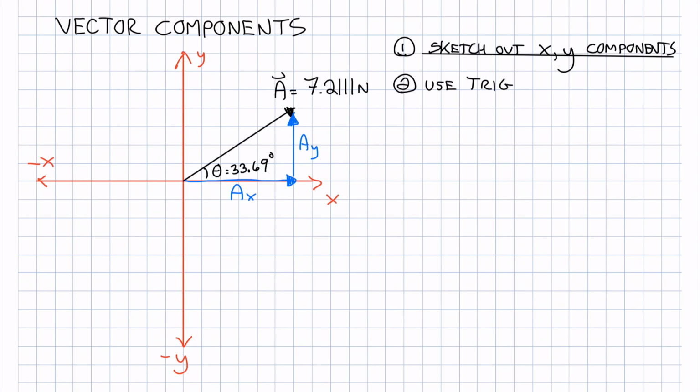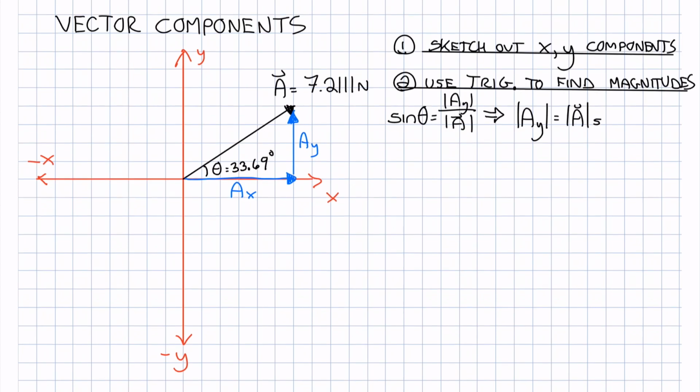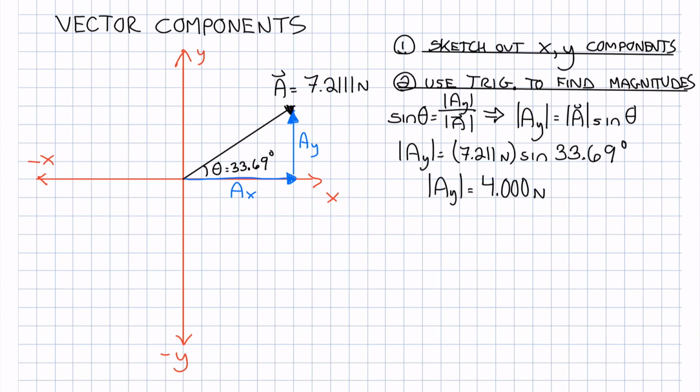The next step is to use trigonometry to find the magnitudes of AX and AY. I'll use the sine of the angle theta to be the magnitude of AY over the magnitude of A. And using that, I can rearrange that equation and find the magnitude of AY. Plugging in the numbers, I get that the magnitude of AY will equal 4.000 newtons.